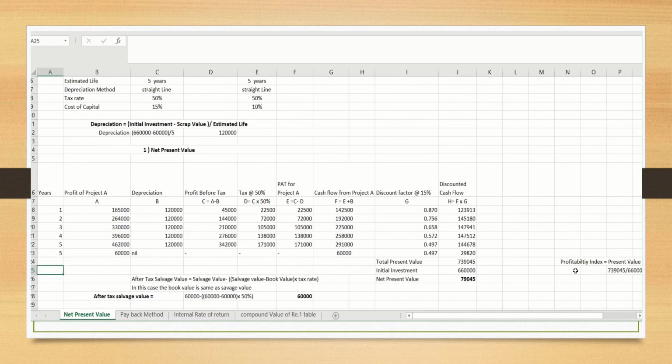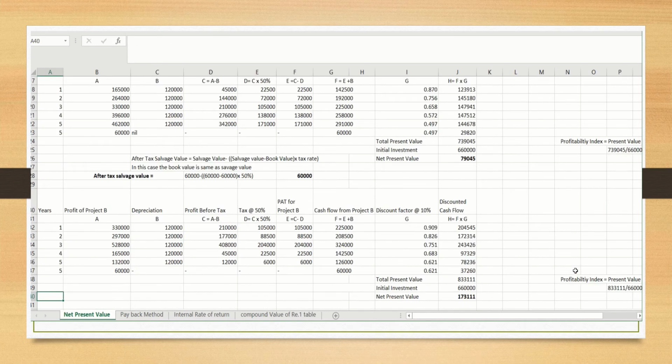Now let us see the net present value of project B. So during the first year, project B gives a profit of 3,30,000. From this, we deduct depreciation of 1,20,000. So profit before tax comes to 2,10,000. 50% tax, so 1,05,000 is the tax. After deducting it, we get a profit after tax of 1,05,000. Cash flows will be profit after tax plus depreciation, so it comes to 2,25,000.